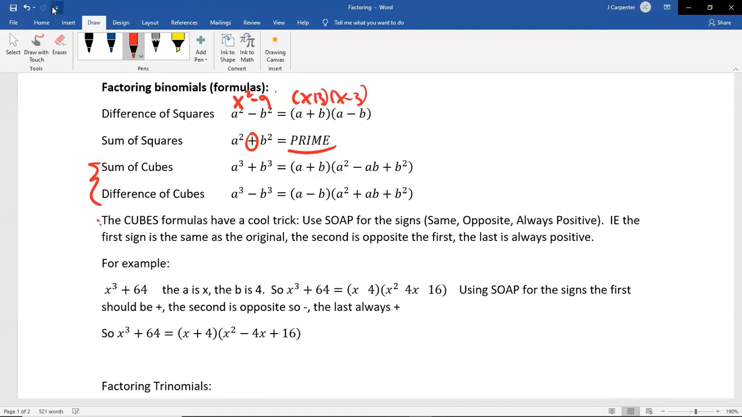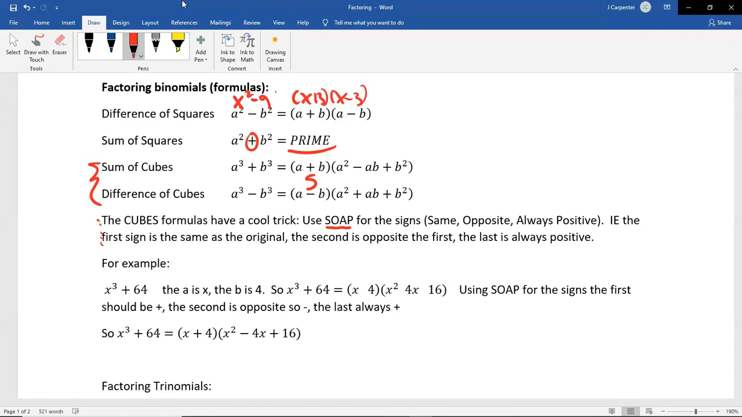Then I've got this nice little mnemonic device, kind of like foiling or PEMDAS. I use what I call SOAP. Yes, your math teacher is telling you how to use SOAP, my classic joke. So SOAP stands for same, opposite, always positive. It tells you the order of these signs. The first sign is the same as the original sign. So if it's originally plus, the first one's a plus. If it's originally a minus, the second one's a minus. By the way, if you're not writing all this down, that scares me, especially if you're weak when you're factoring.